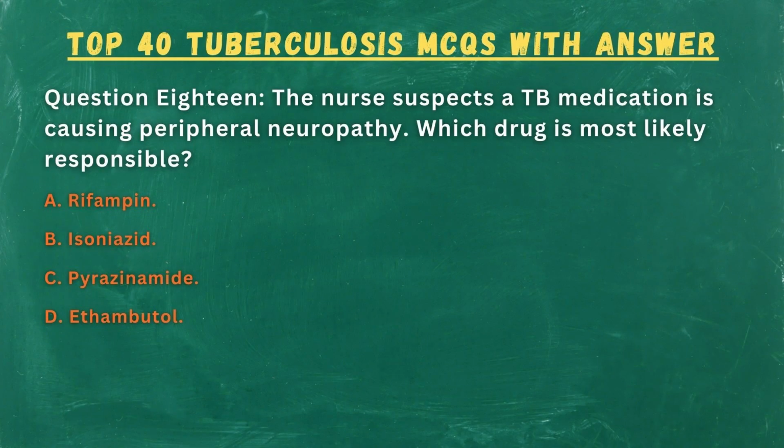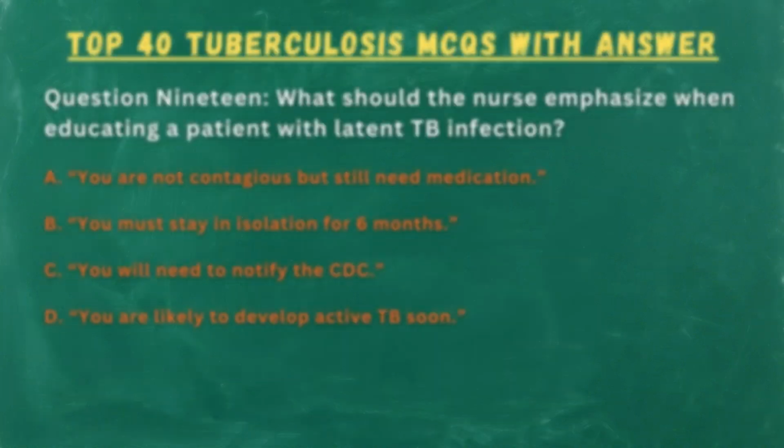Question 18. The nurse suspects a TB medication is causing peripheral neuropathy. Which drug is most likely responsible? A. Rifampin. B. Isoniazid. C. Pyrazinamide. D. Ethambutol. Answer. B. Isoniazid.